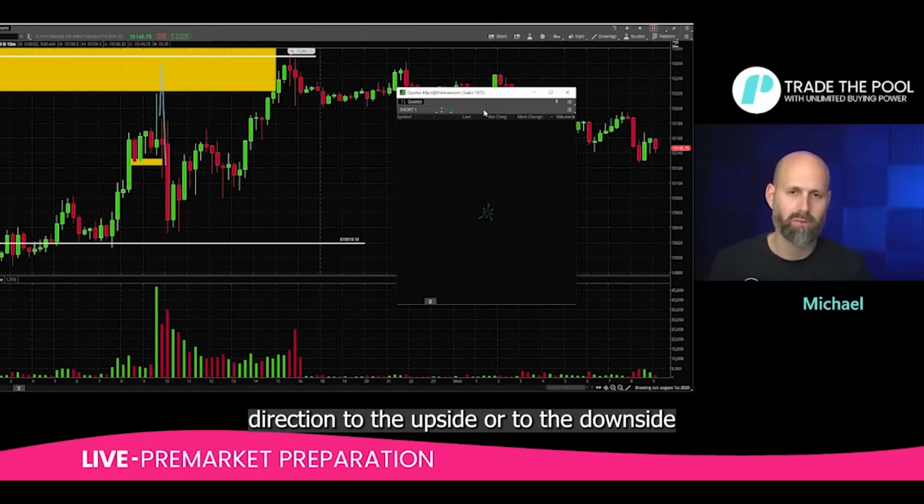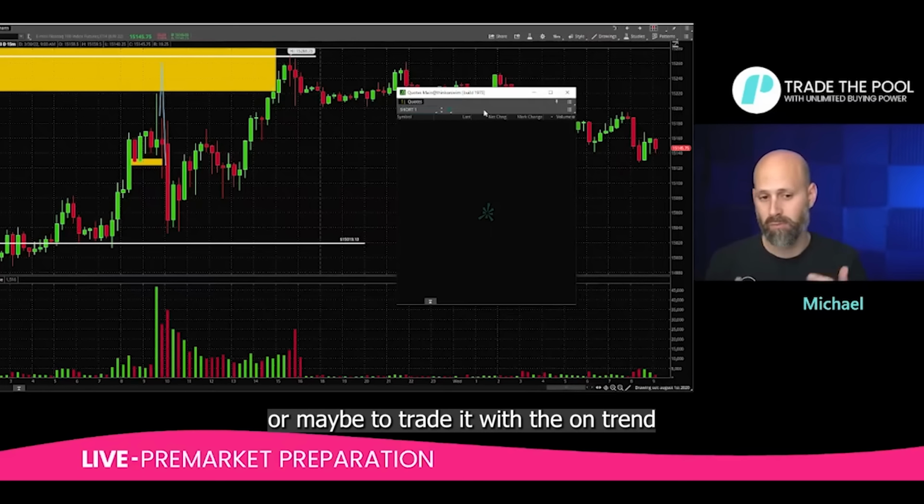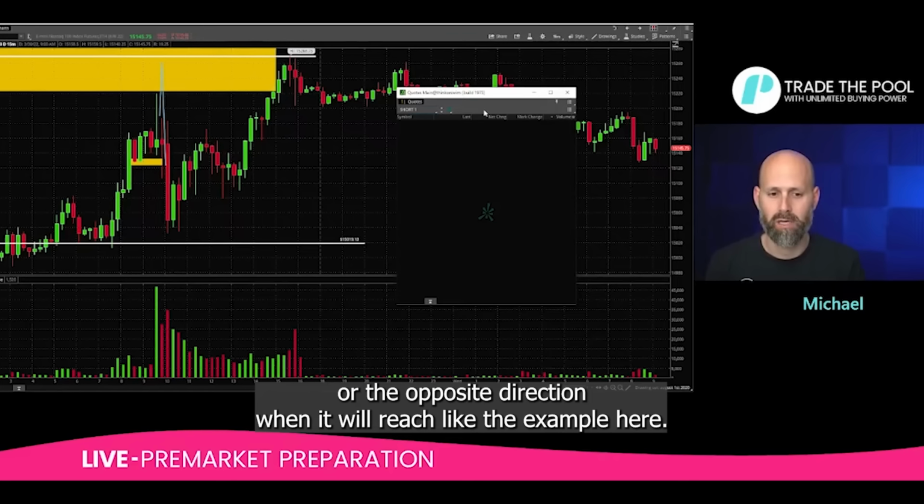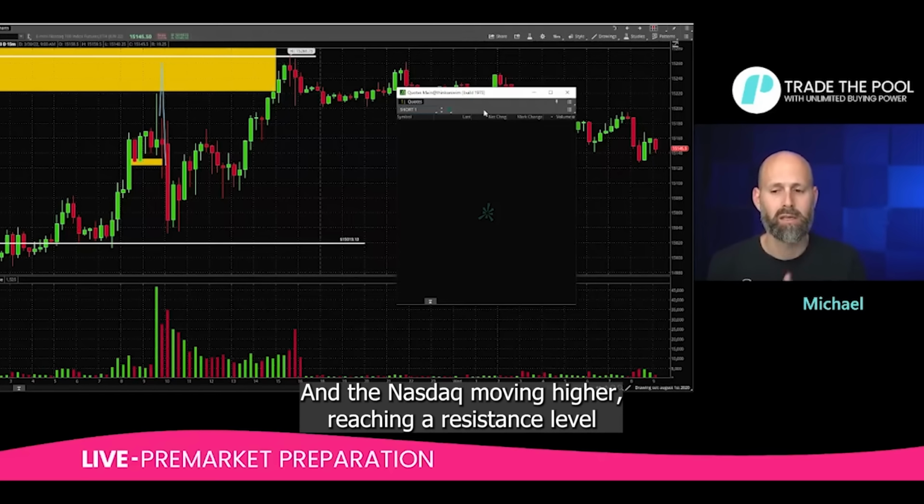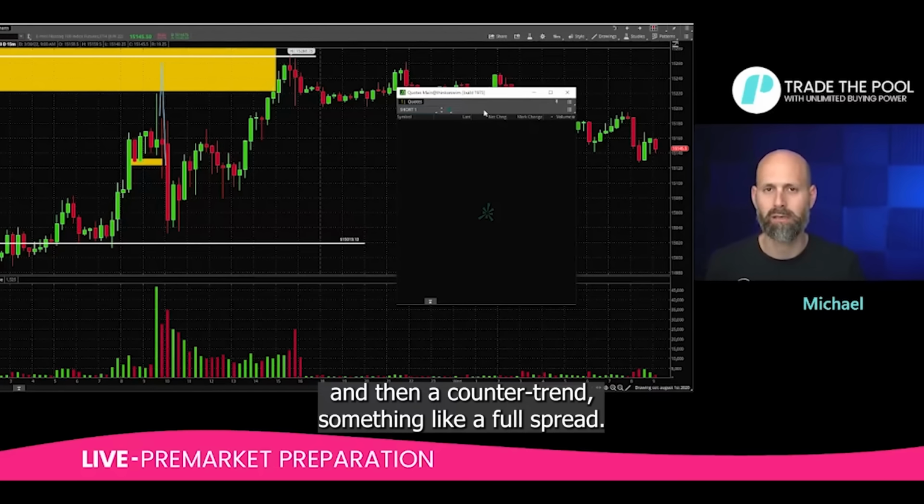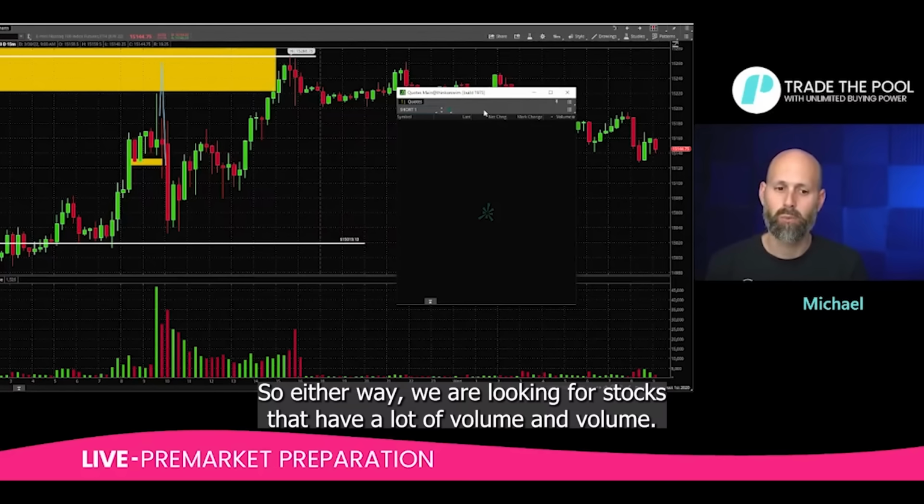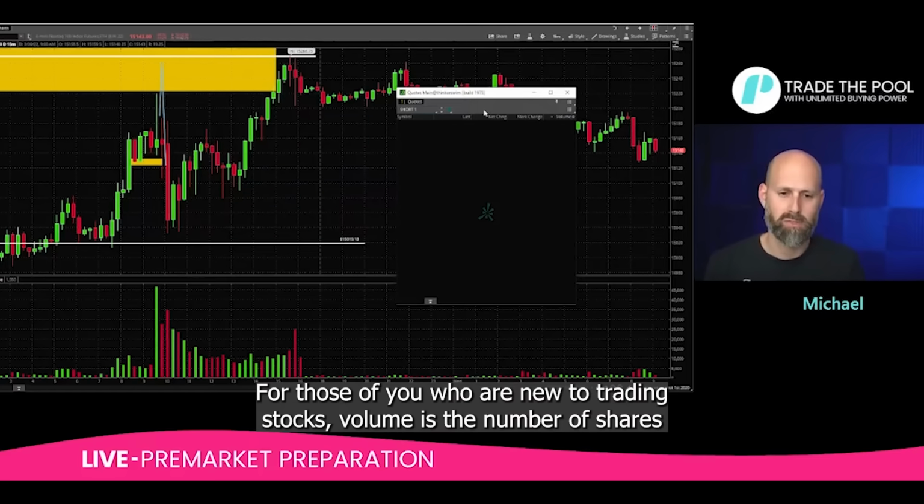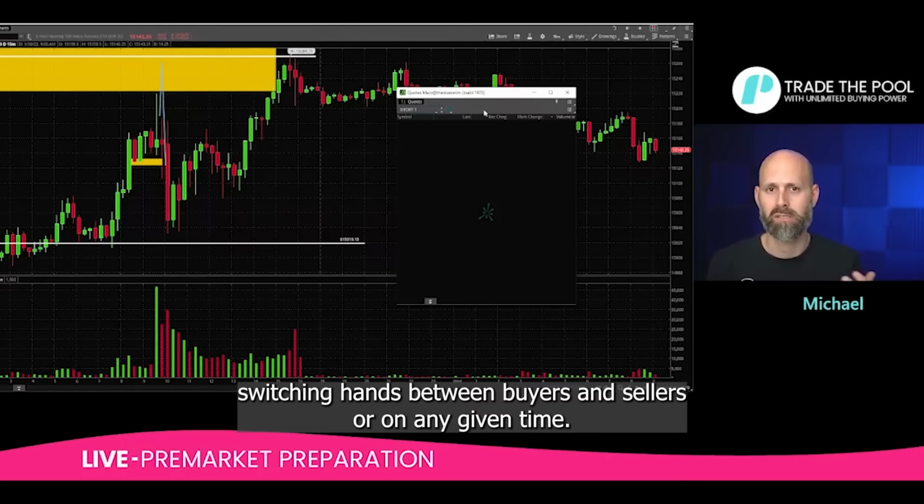to the upside or to the downside, or maybe to trade it with the trend, or in the opposite direction when it reaches, like the example here on the Nasdaq, moving higher, reaching a resistance level, and then a counter trend, something like a false break. So either way, we are looking for stocks that have a lot of volume, and volume, for those of you who are new to trading stocks, is the number of shares switching hands between buyers and sellers in any given time.